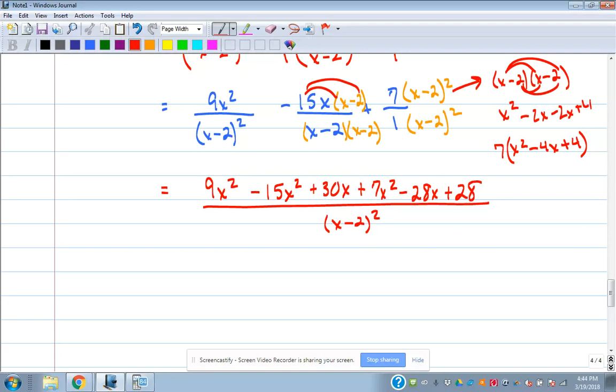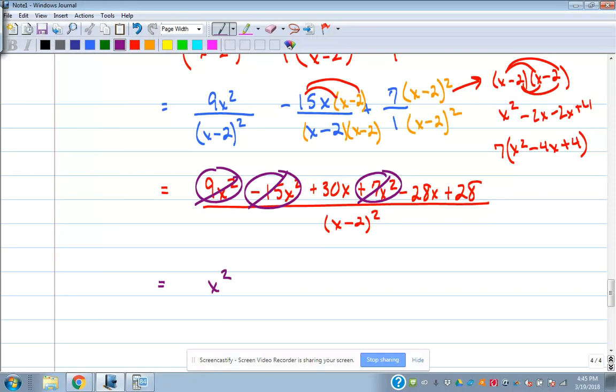We were just multiplying out the numerators. The denominator we made the same. We made all three of them be x minus 2 squared. So we're going to simplify the numerators. So like terms: 9x squared, negative 15x squared, and 7x squared. Well, 9 plus 7 is 16, minus 15, it's going to be 1x squared. So those are all done.